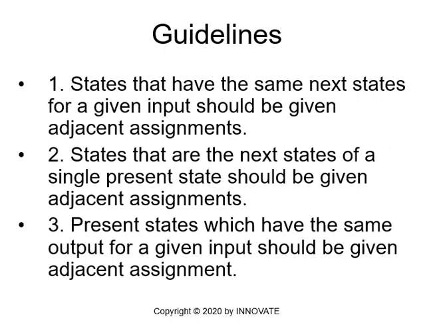States that have the same next states for a given input should be given adjacent assignment. Now the word adjacent means they are adjacent in the K-map or adjacent in a Gray code. So adjacency will be established by having them really one next to the other in the K-map. States that are the next state of a single present state should be given adjacent assignment. Present states which have the same output for a given input should be given adjacent assignment. We will come to the guidelines again when we look at the example.